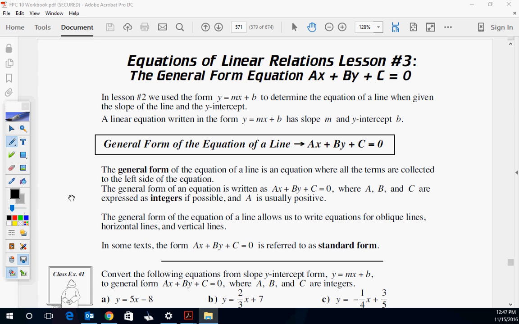The general form of the equation of a line is an equation where all terms are collected to the left side of the equation. The general form of an equation is written as ax plus by plus c. Expressed as integers if possible. Integers are whole, positive, negative numbers. You want to keep them as whole numbers if you can. We'll talk about strategies to get rid of fractions later.